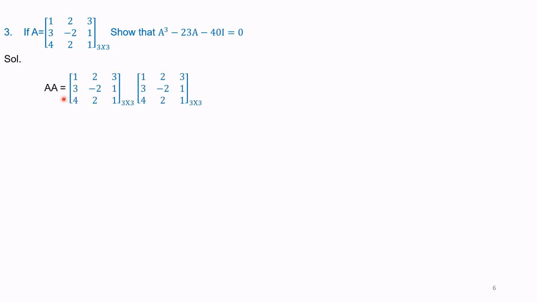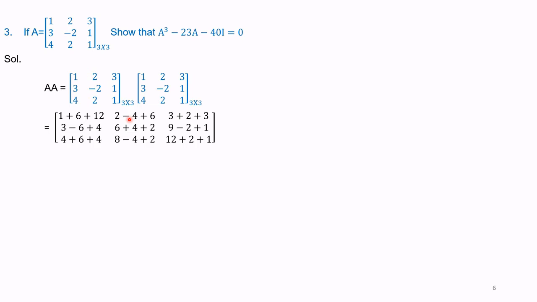So first we have to find out A square. So we have copied matrix A here and copied matrix A. That is 1, 2, 3, 3 minus 2, 1, 4, 2, 1. Similarly, we have copied another time, second time A, to get A square. Please note down and write yourself. So then we will perform matrix multiplication, that is row column multiplication.